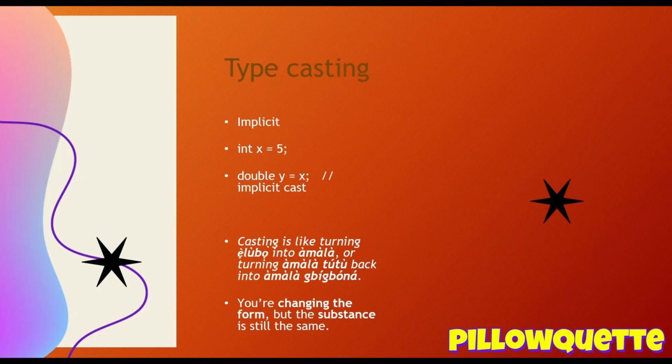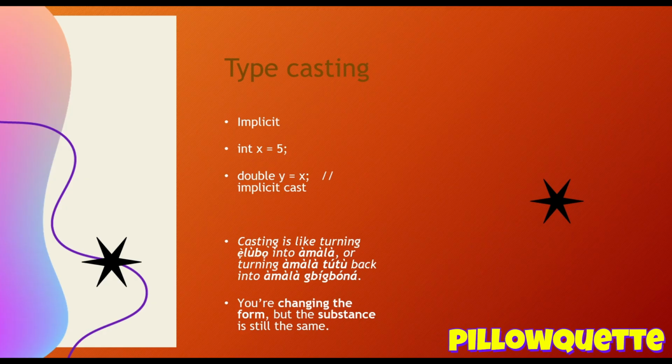You have a watermelon, and you're trying to decide whether you should cut it into smaller cubes or juice it. You're trying to change the form of the pineapple or the watermelon. That is what we call casting. So then we have two types of casting. We have implicit casting and we have explicit casting.